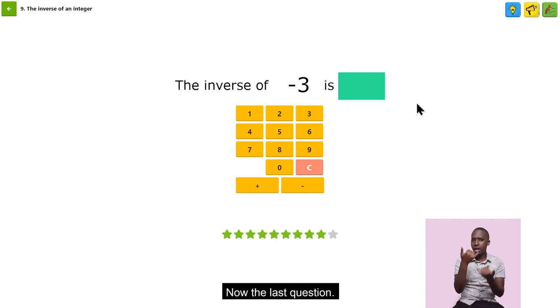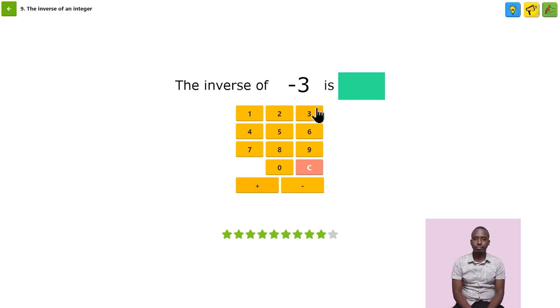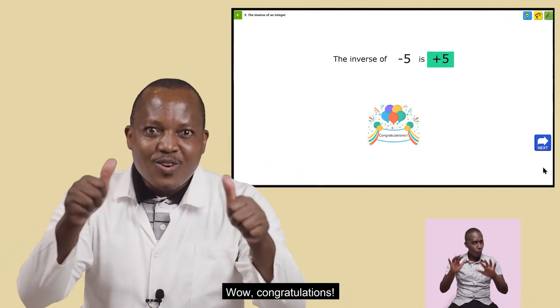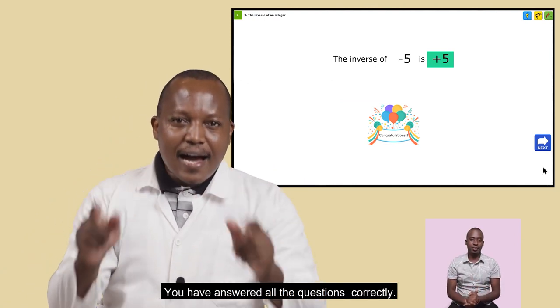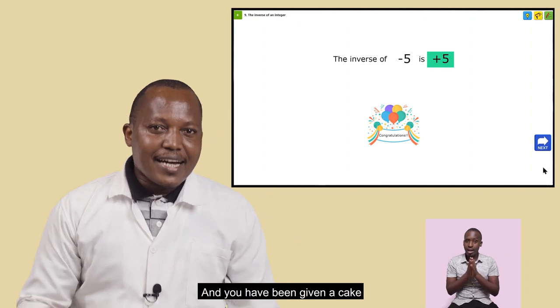Right. Now the last question. Be careful here to finish well. The inverse of negative 3 is? Quickly. Positive 3. Can we check? Wow, congratulations! You have answered all the questions correctly and have been given a cake.